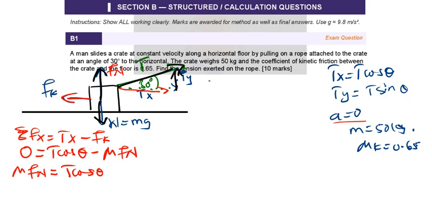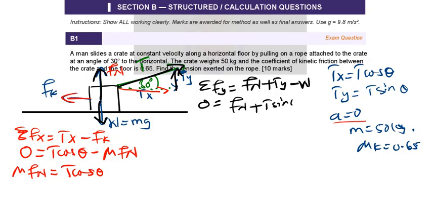Therefore, the summation of forces in y direction: how many forces do we have in y direction? The normal force, the Ty, and the weight force. The normal force and the Ty are pointing upward, so they will carry a positive. The weight force is pointing downward, so it will carry a negative. This object is not moving in y direction, therefore the summation of forces in y direction will be replaced by 0. So this is Fn, plus T sine theta, minus mg.